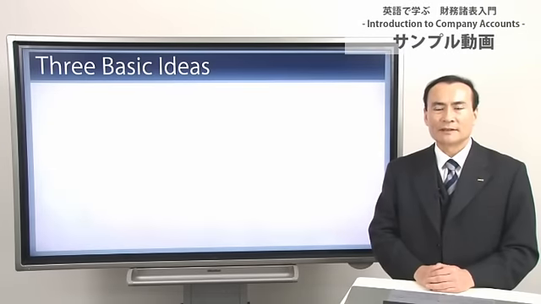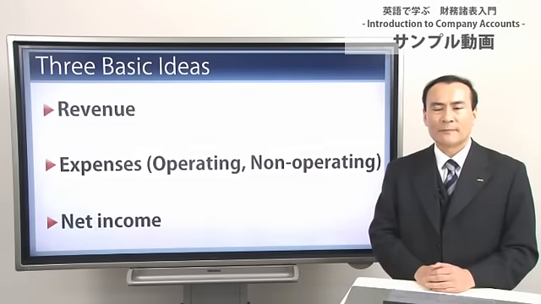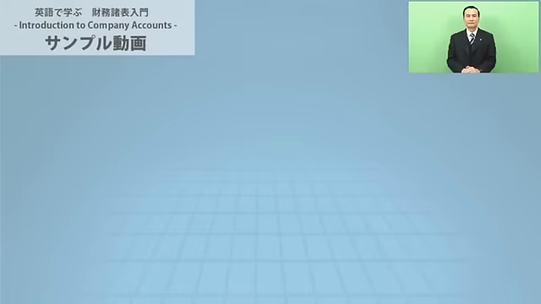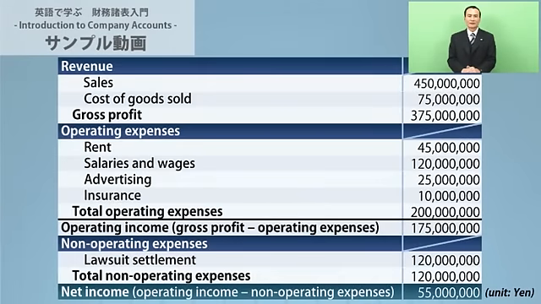There are three basic ideas: revenue, expenses, both operating and non-operating, and net income. This is a typical company's income statement. I think the various items are simple enough to understand. Please take a couple of minutes to become familiar. Notice the key ideas: gross profit, operating income, and net income, and how we arrive at these figures.